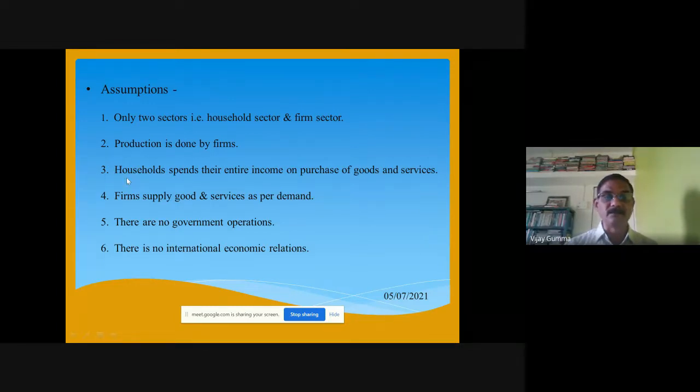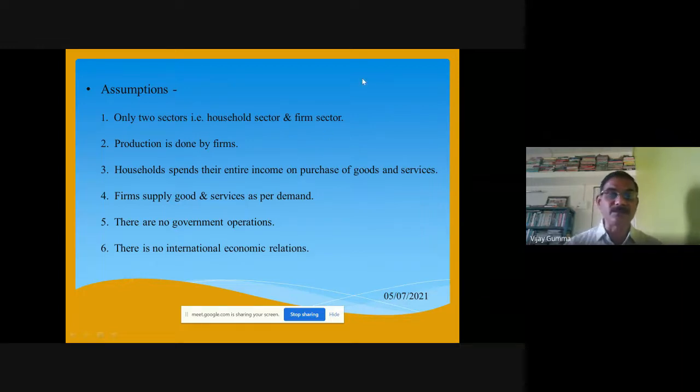The third one: the income received by the household sector is used for spending on goods and services. The household sector spends their entire income on the purchase of goods and services, and therefore there is no saving. The household sector spends their entire income on the purchase of goods and services supplied by the firm sector.